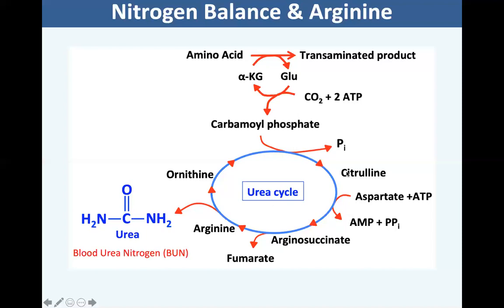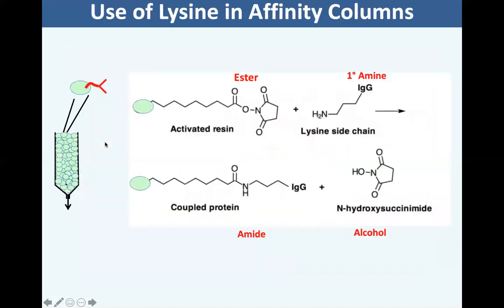So if you have a deficiency in the urea cycle, there's a number of inborn errors in metabolism, then arginine becomes an essential amino acid. One of the things we're going to look at in the passage today is the use of lysine in affinity columns. And so now we're going to speak to actual chemistry.